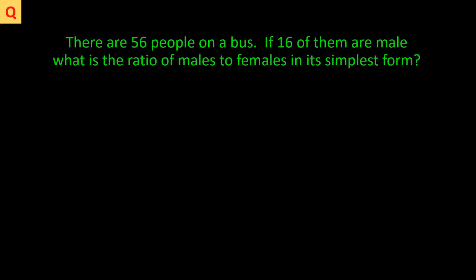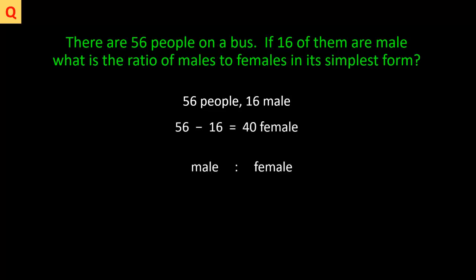Okay, let's have a look. We've got 56 people, 16 are male, so that means 40 female. The ratio of male to female, 16 to 40. Oh, hang on, 4 goes into those. So that's 4 to 10. They're both even. Divide by 2. 2 to 5. You might have divided by 2, by 2, and by 2 again, or you might have divided by 8. Whichever way you divide it doesn't matter, as long as you end up with the simplest form of the ratio, male to female, 2 to 5.